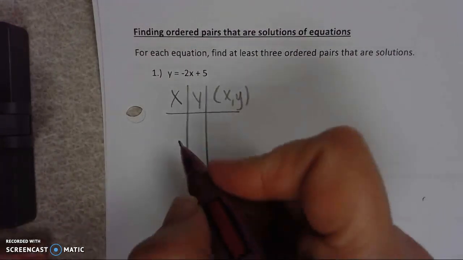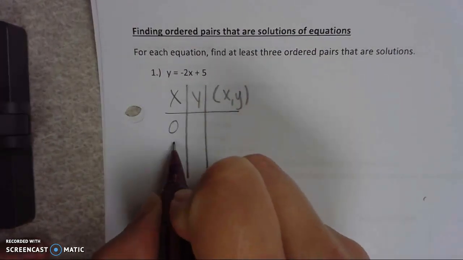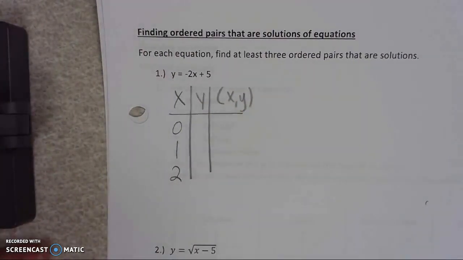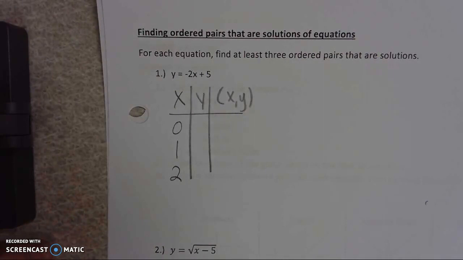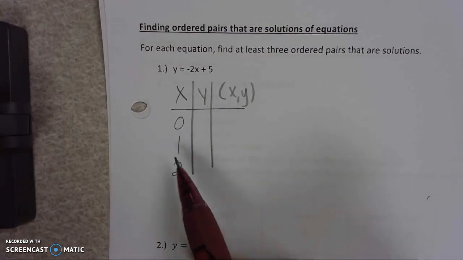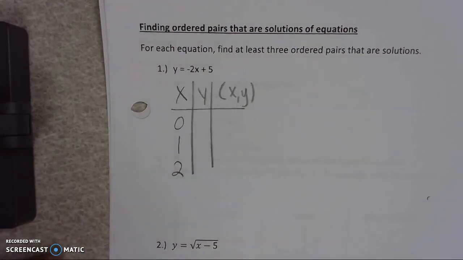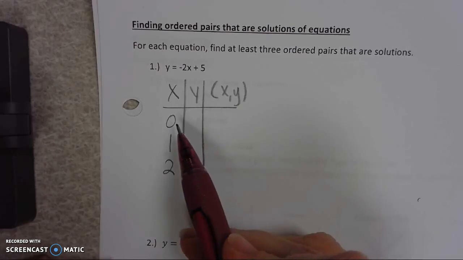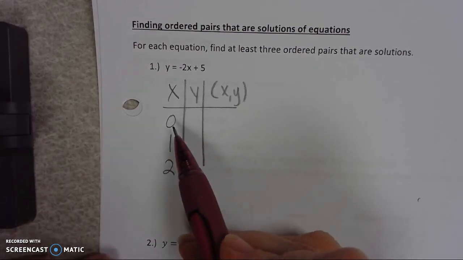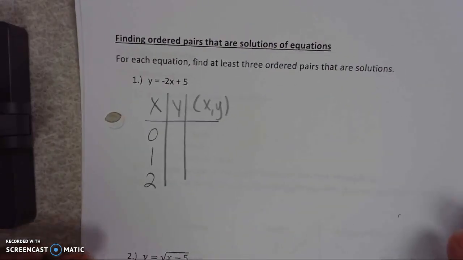So I'm going to pick the values 0, 1, and 2. Now you can pick whatever you want: negative 1, 0, 1, or 1, 2, 3, or negative 2, negative 1, 0, or negative 3, 0, 5. So there's no specific order. It doesn't have to go numerically. You can just pick random numbers. Now that I've got my values for x picked, I'm going to substitute them in place of x and solve for y. So I'm going to do this one at a time.